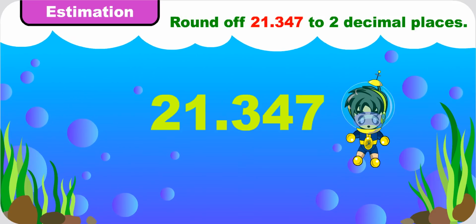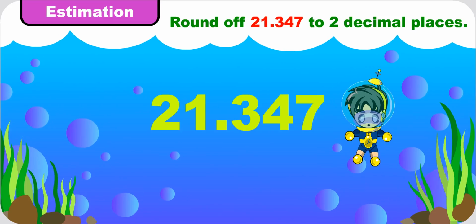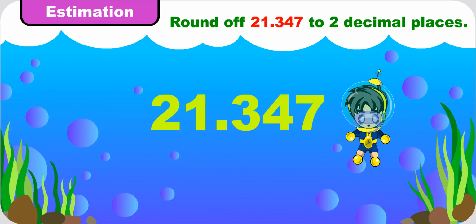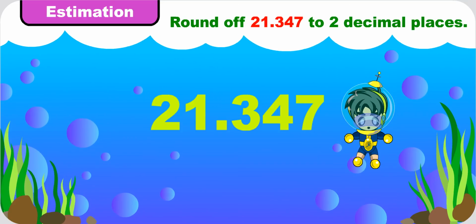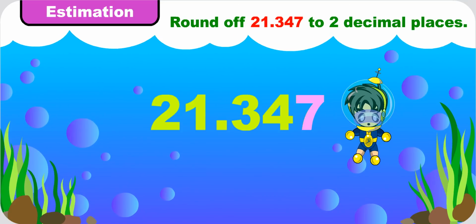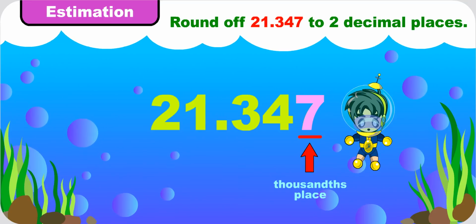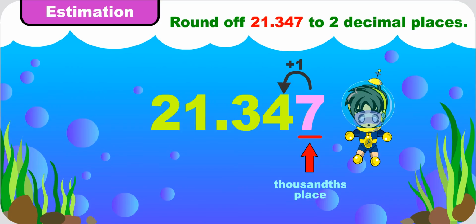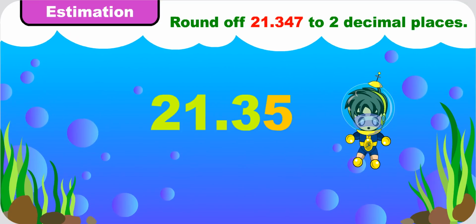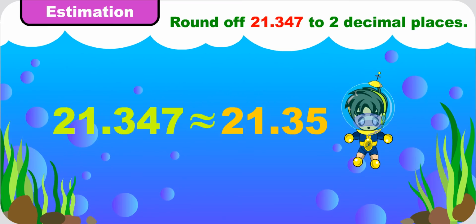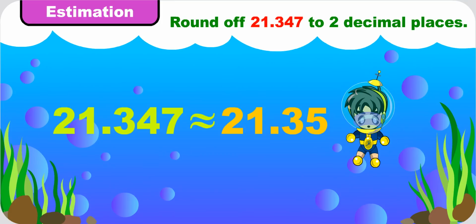Round off 21.347 to 2 decimal places. Here the digit 4 is in the 2nd decimal place. So we need to look at the digit 7, which is in the thousands place. Since 7 is greater than 5, we add 1 to the hundredths digit 4, and we get 5. So 21.347 is rounded off to 21.35.